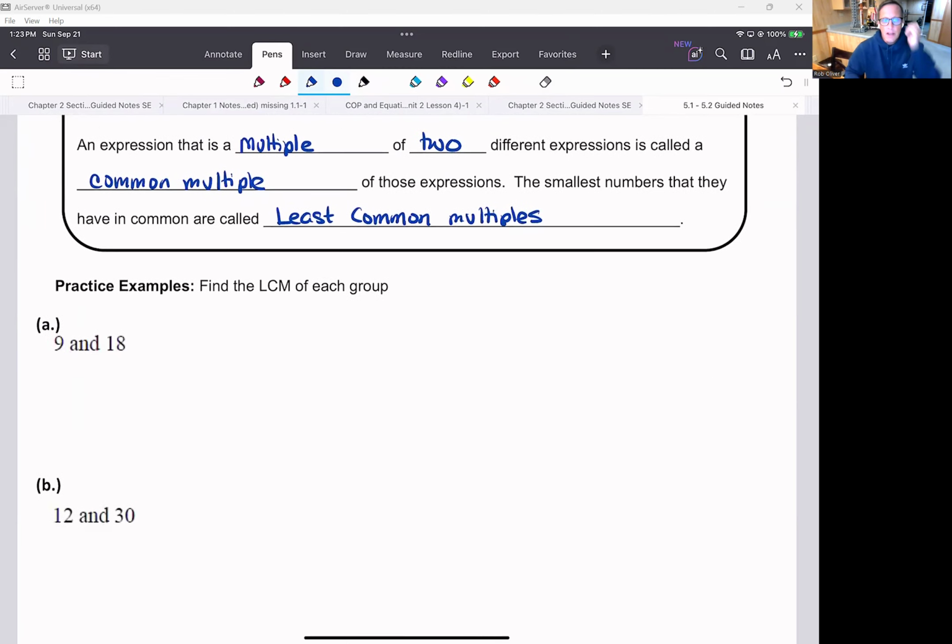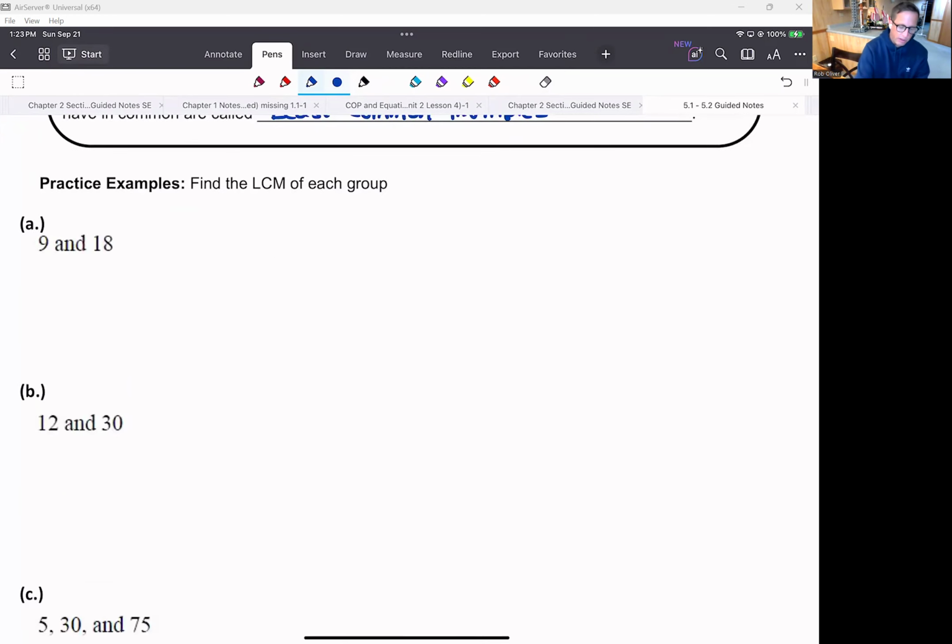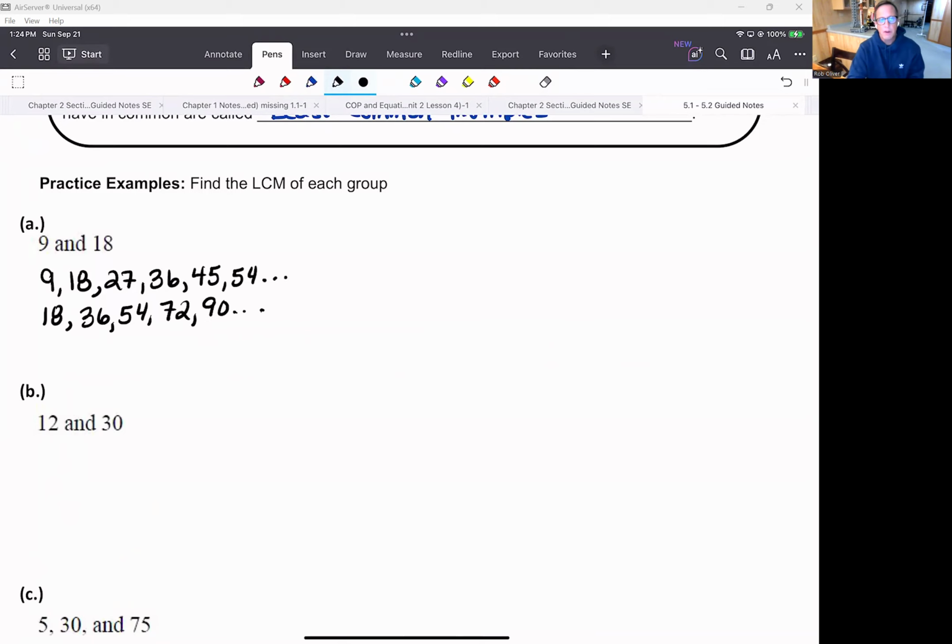All right, so find the LCM of each group. Well, one way to do this is just to list them out, right? So you got 9, and I'm listing out multiples of 9: 9, 18, 27, 36. Sometimes you probably realize what it is already, but I'm going to list out a bunch anyway. Multiples of 18 are going to be 18, 36, 54, 72, 90. They keep going, right? They go on and on. But we're looking for the least common multiple.